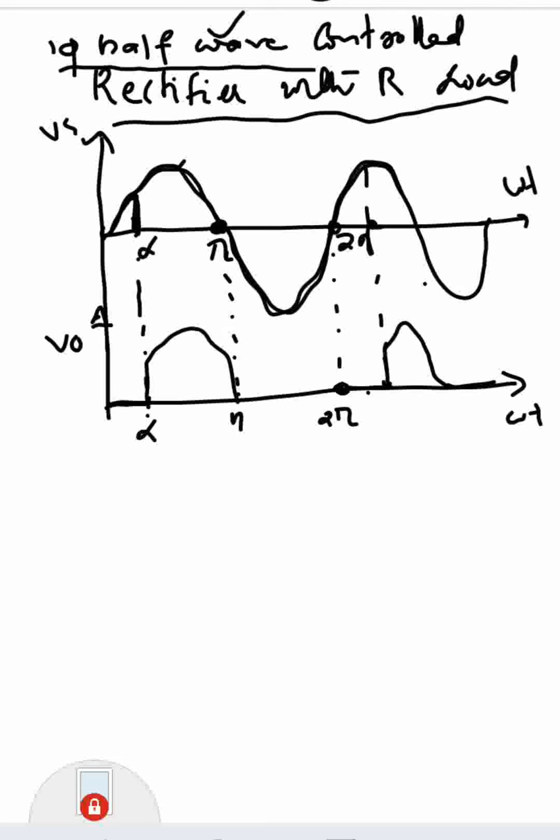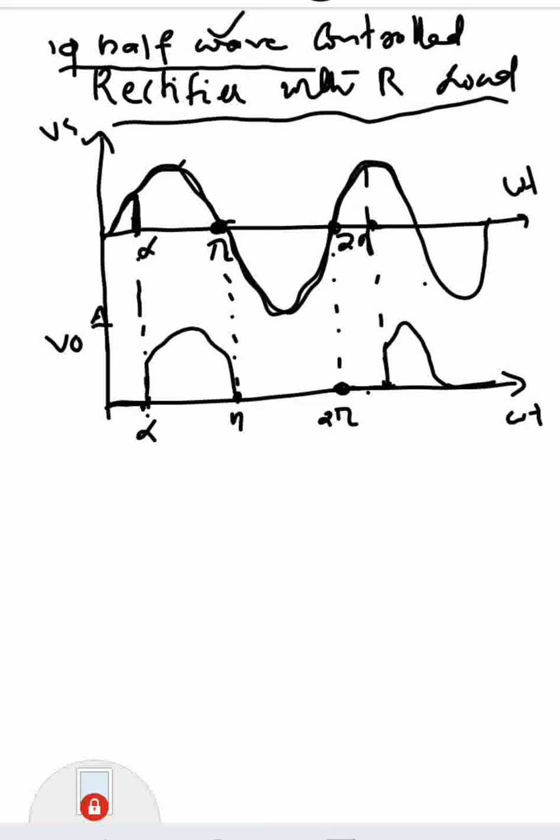Based on that, you might have got the output voltage waveform like this. Output voltage is present from alpha to pi, then from pi to 2 pi output voltage is absent. From 2 pi to 2 pi plus alpha again output is not present. After that you will get the remaining portion of the input. So there are certain analyses associated with this rectifier circuit.